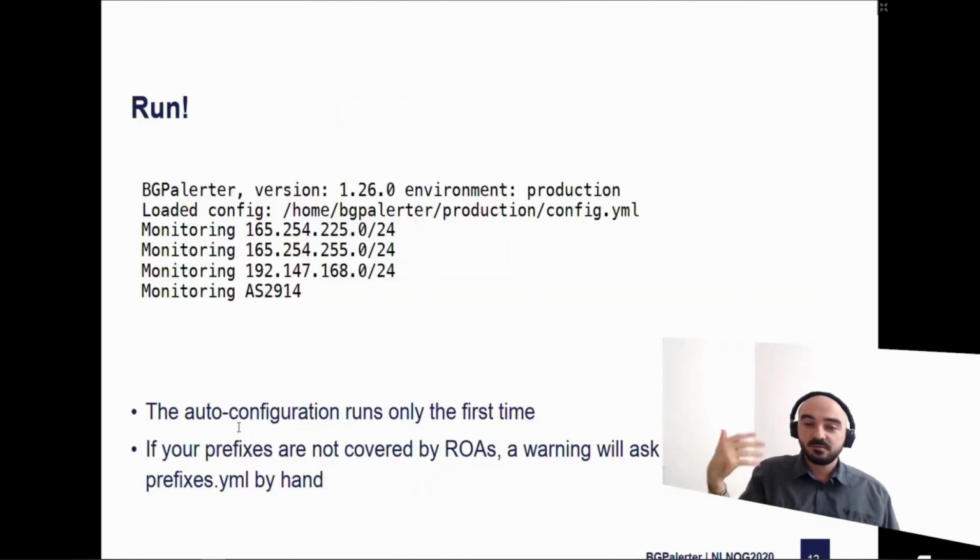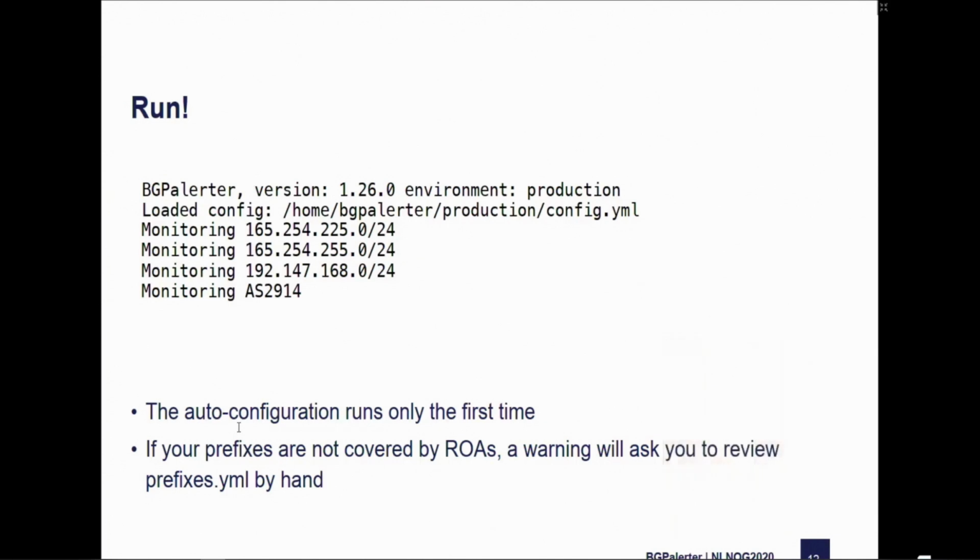BGP Alerter will start crunching some stuff, detecting all your prefixes and creating all the configuration, which is basically in 2 files. One is config.yaml, the other is prefixes.yaml, which hold the configuration and the prefixes to monitor. And you will see this message that says monitoring blah, blah, blah. When you see that, it means that BGP Alerter is already up and running, monitoring your resources. It means that it's getting data and processing such data.